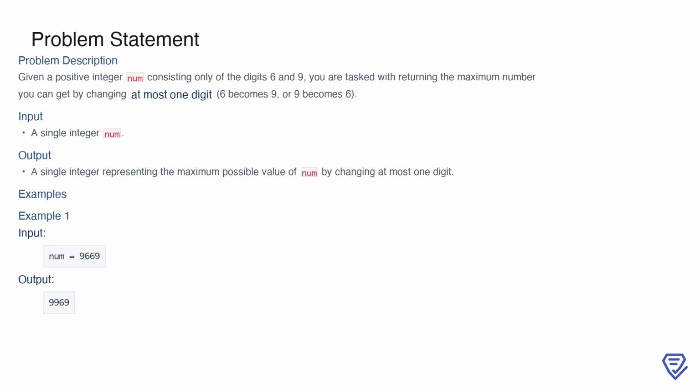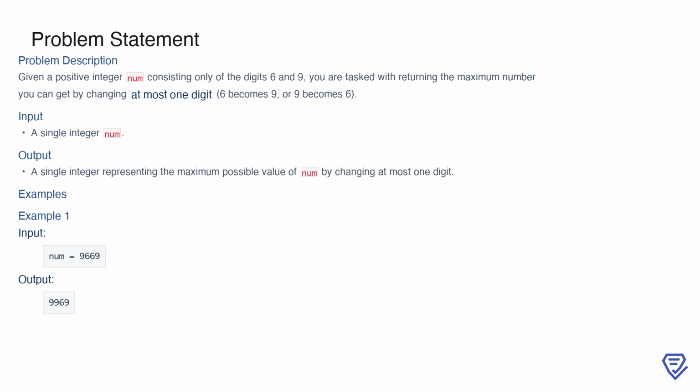In this problem, we are given a positive integer called number that consists only of the digits 6 and 9. Our goal is to determine the maximum number we can obtain by changing at most one digit. Specifically, we can either change a 6 to a 9 or a 9 to a 6, but we're limited to making just one such change.